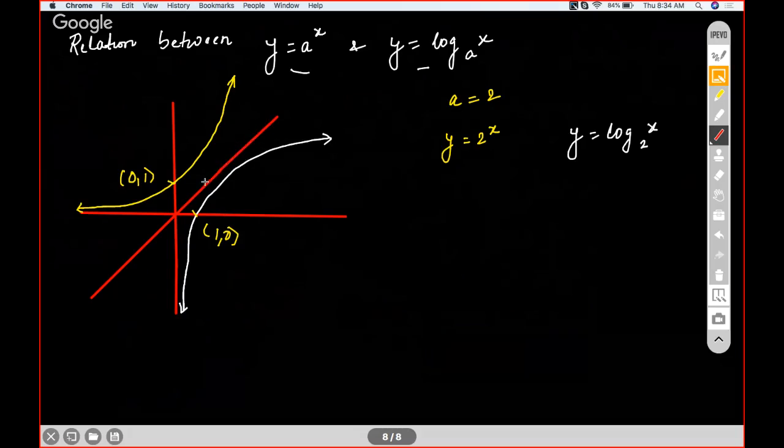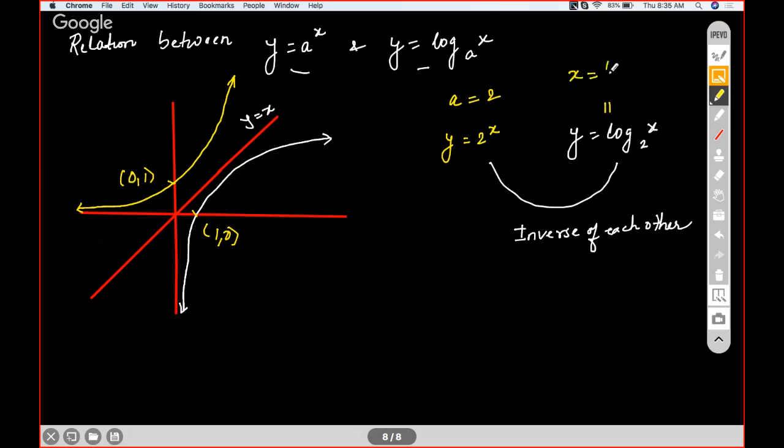Such functions which are mirror images of each other about y equal to x are called inverses of each other. So if you want to find the inverse of any function, you just have to swap the positions of x and y. So if I swap the positions of x and y in this, you'll see that I'll end up getting this. Let's try this out.